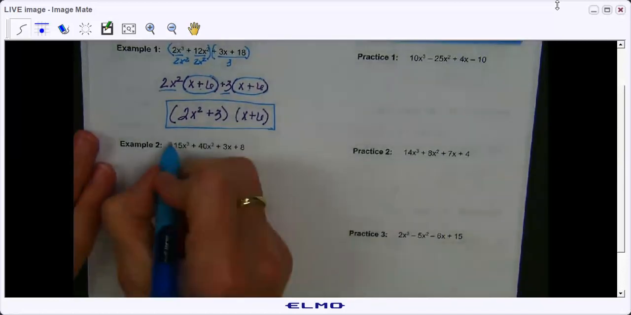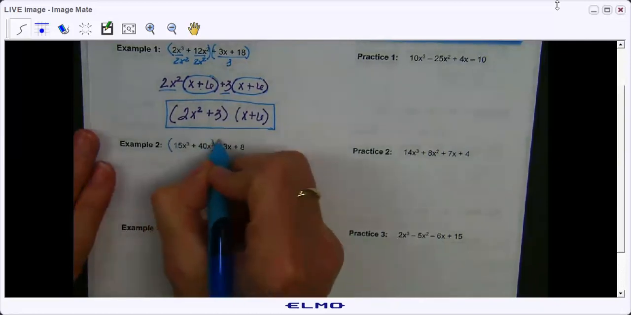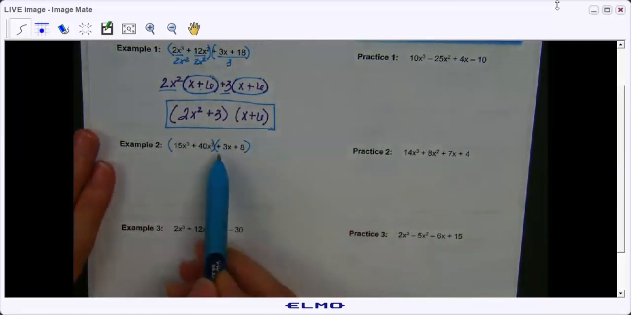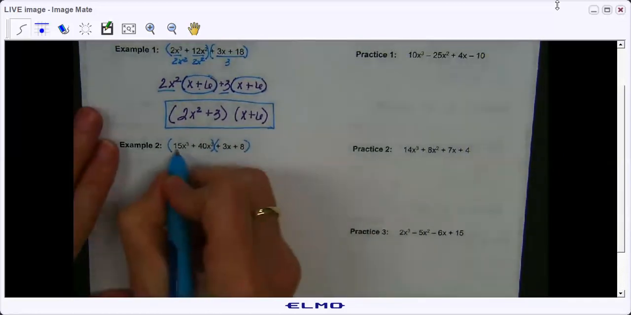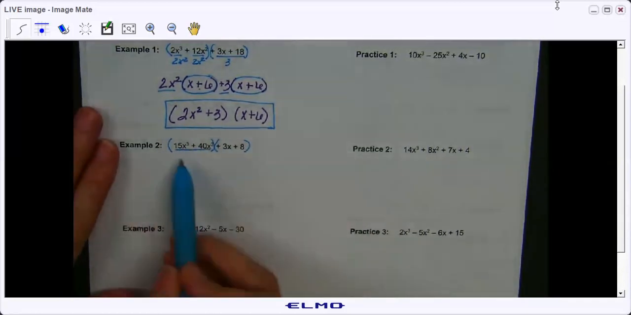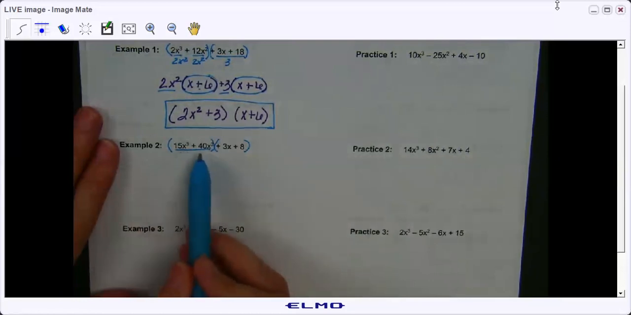So the first thing we're going to do is group these 2 terms together and then group these 2 terms together. You want to make sure that whatever sign is in front of this third term goes into the parenthesis with it, because that tells you whether or not you're going to factor out a negative or a positive number. Okay. So I'm going to divide this by my greatest common factor, which is going to be 5x squared.